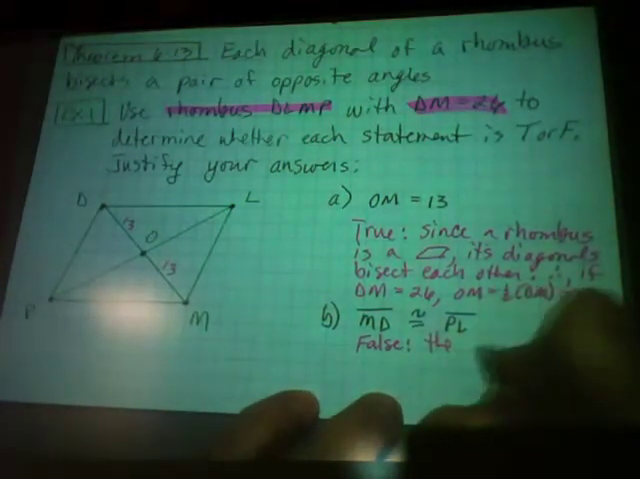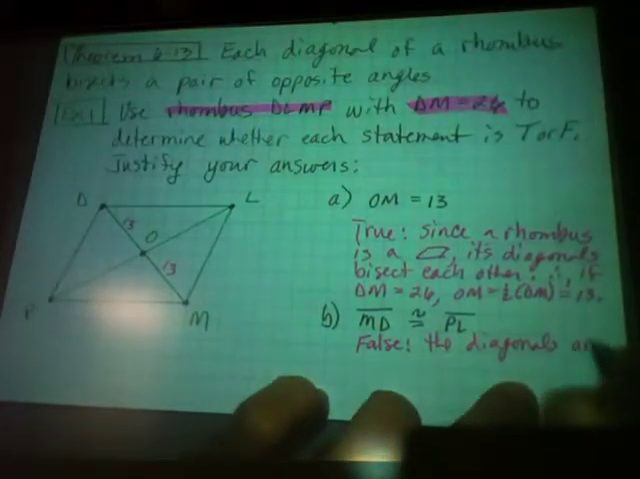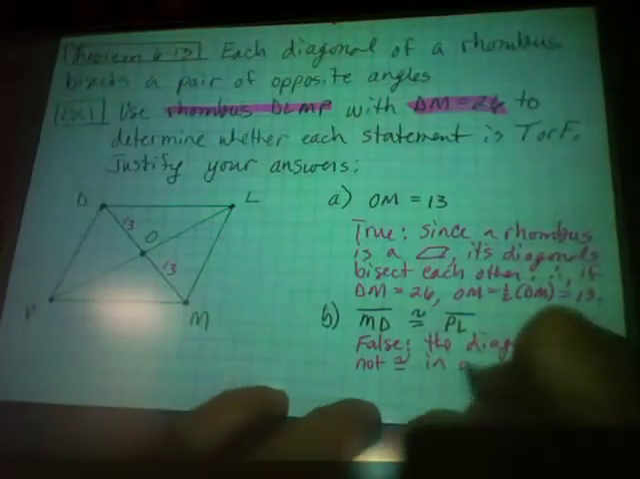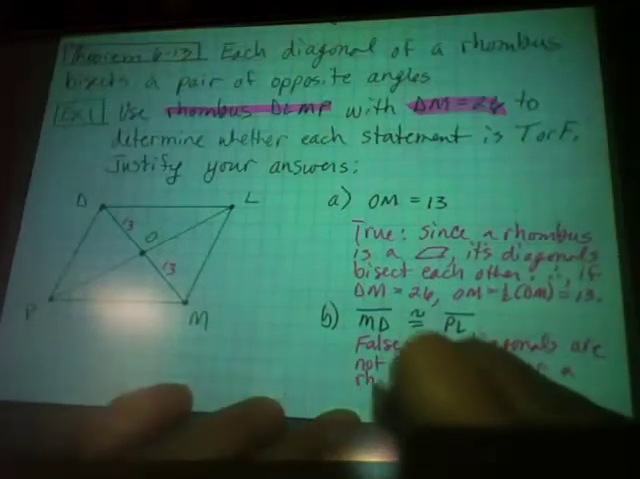because the diagonals are not congruent in a parallelogram or a rhombus.